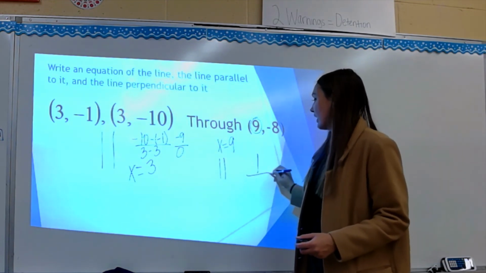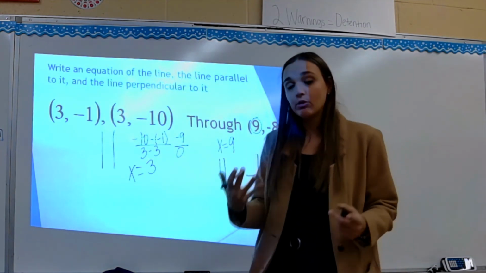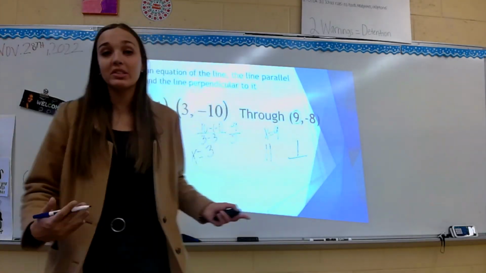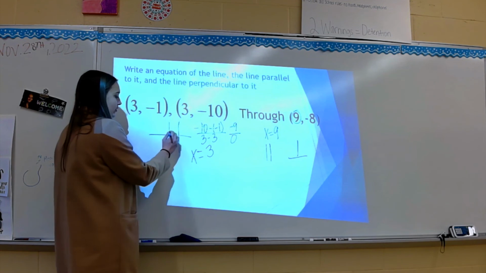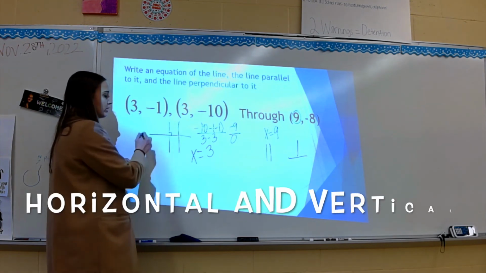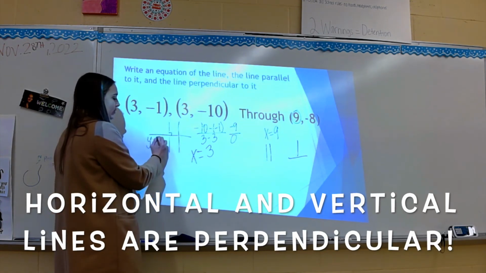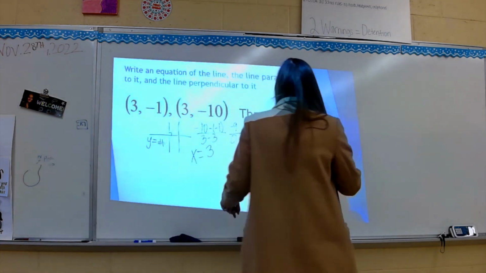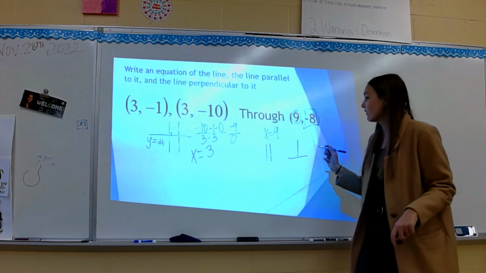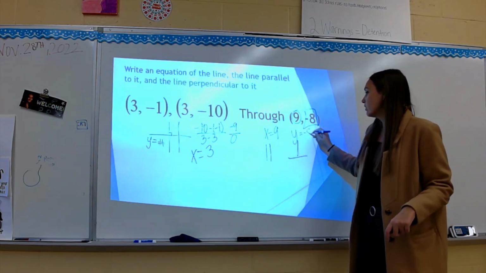My perpendicular line, a line that will create a 90-degree angle that we discussed before, is a horizontal line. See these 90-degree angles? So a horizontal line has an equation of y equals a certain number. So our y in this point I give you is negative 8.